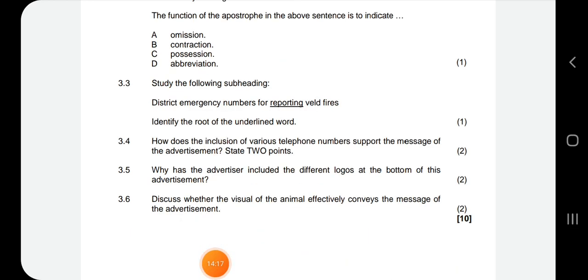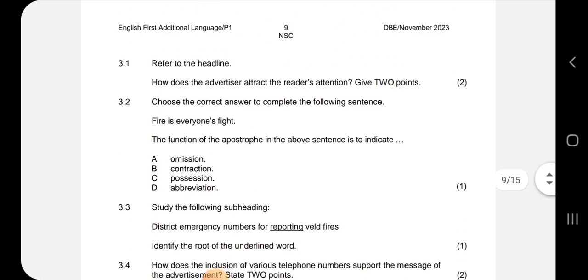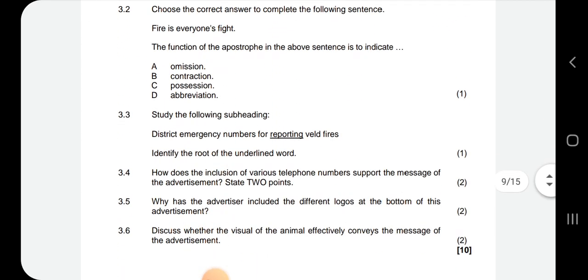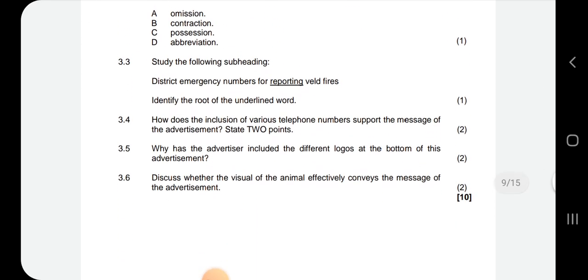And then how does the inclusion of various telephone numbers support the message of the advertisement? It shows that there are many ways in which the field fires can be reported. And then 3.5 says, why has the advertiser included the different logos at the bottom of this advertisement? To show the different stakeholders that support this initiative. So they're just showing different organizations there that support this initiative of reporting field fires and preventing them.